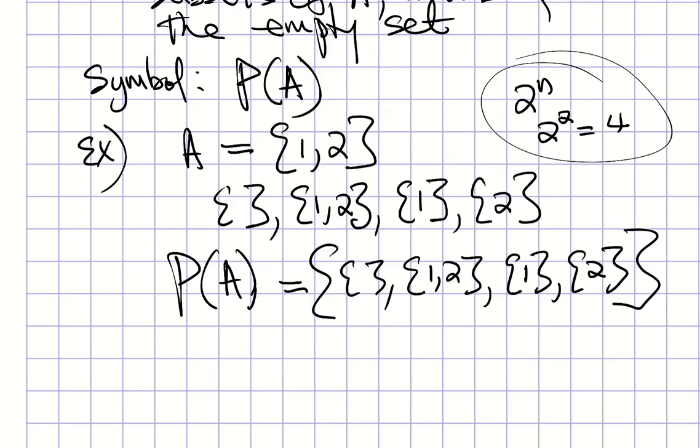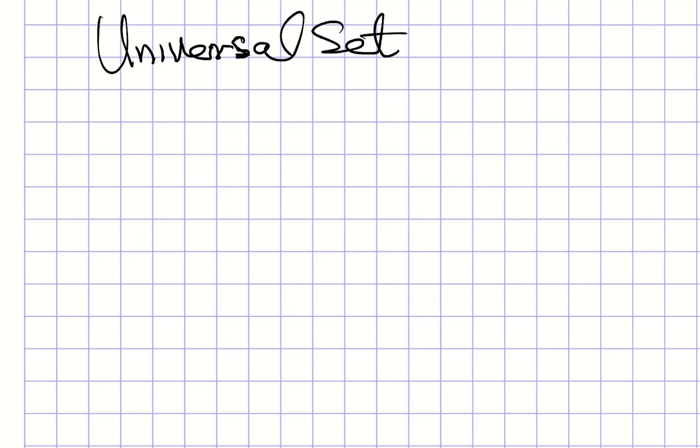There's another type of set I want to cover, called the universal set. You hear about that, you read about that in books. Sorry, I made a mistake there. It's called the universal set. So what does that mean? Universal sets are usually represented by a capital U. Universal set is just a set.